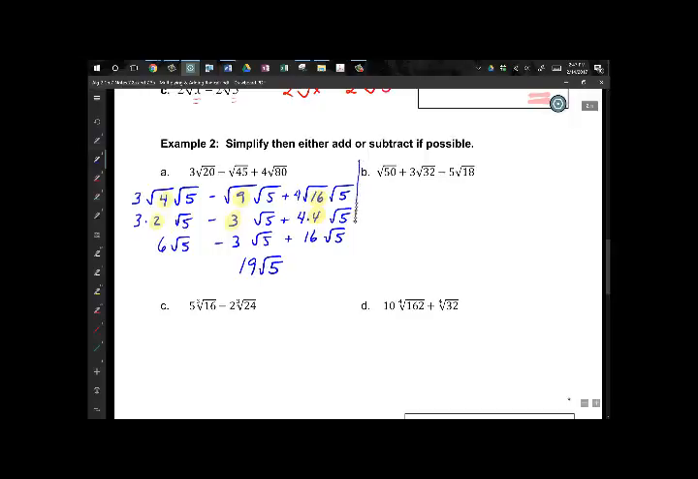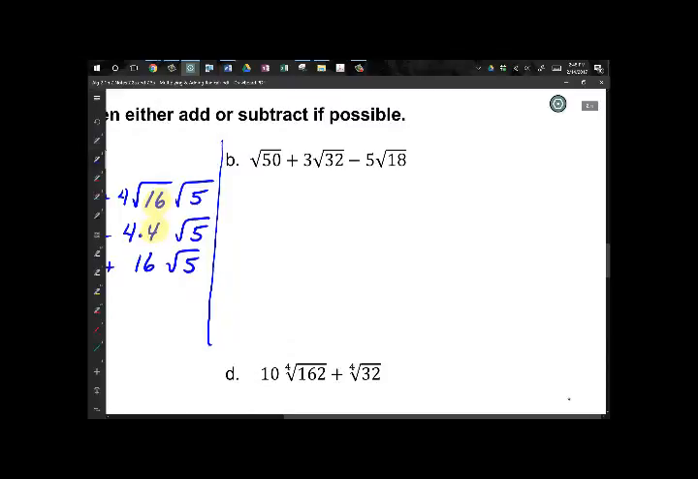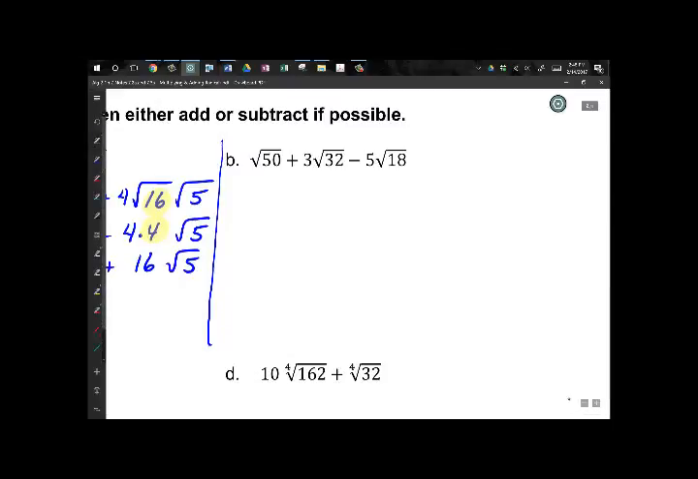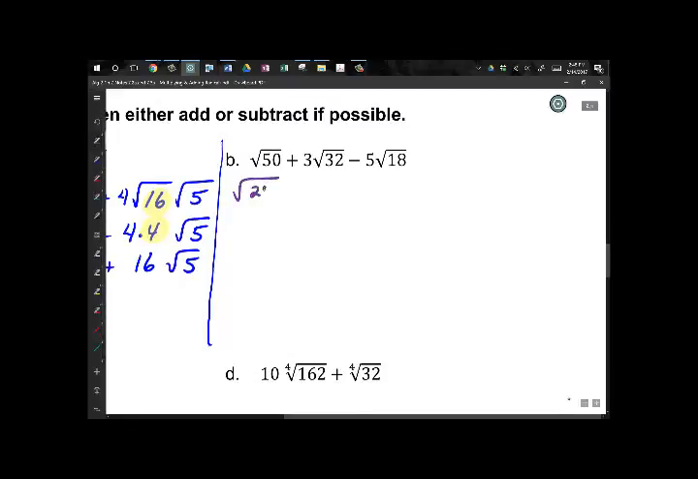Let's take a look at letter B. The square root of 50, 3 square roots of 32, and 5 square roots of 18. 50, as you can likely see, breaks down into 25 and 2. So just a key, let's be looking for something and the square root of 2. Well, 16 times 2 is 32. And what times 2 is 18? Well, 9. So now we can identify, it's very nice, we have a perfect square, and a perfect square.